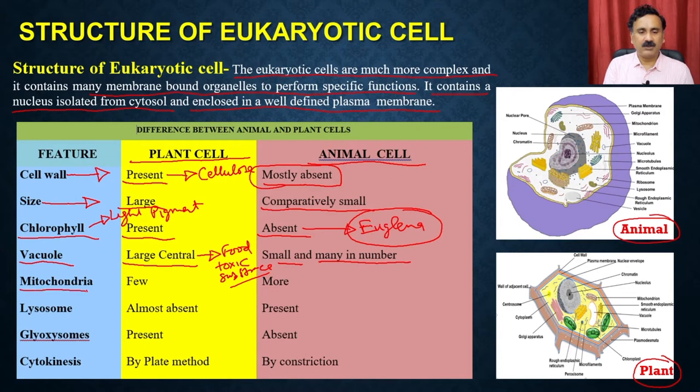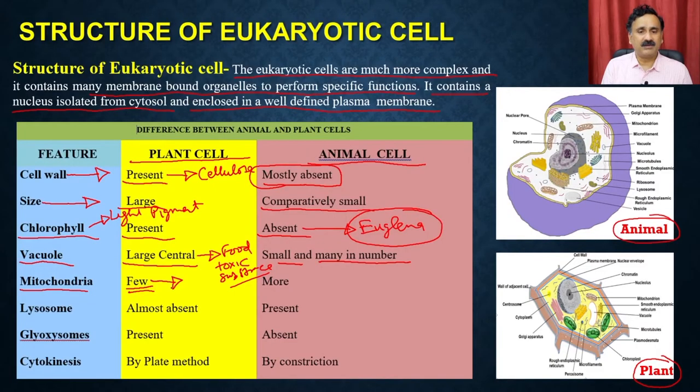Then we have the mitochondria. The mitochondria are few in the plant cell, because plant cells are not very motile. The plant cells are static. You have seen that trees are present in the soil, so they don't move around. That's why they don't require a large quantity of energy for motion, and that's why they don't have a huge number of mitochondria. Whereas the animal cell has a huge number of mitochondria, because animal cells are very motile. They need more energy, and that's why they have more mitochondria.